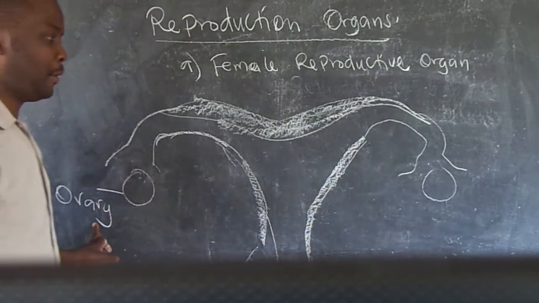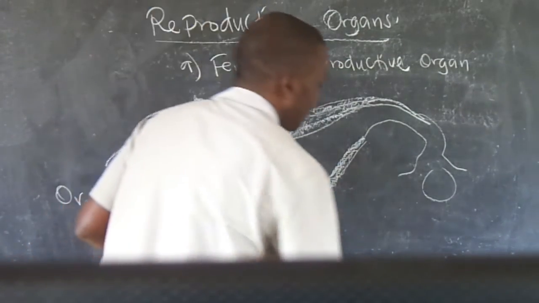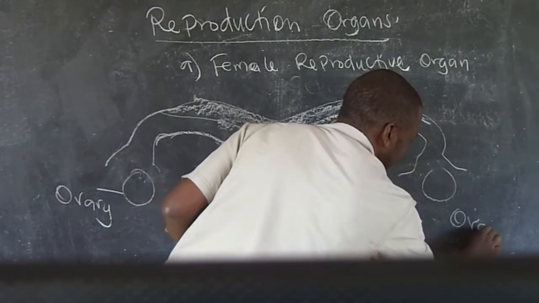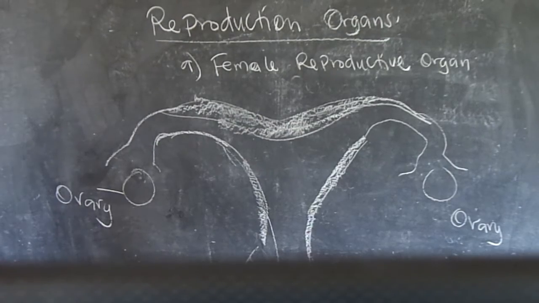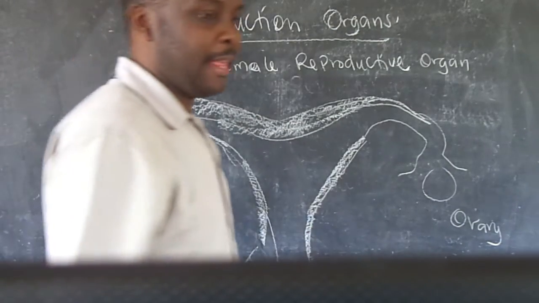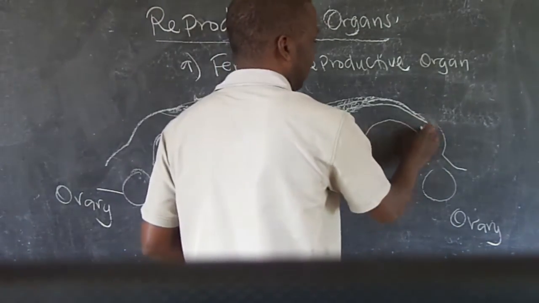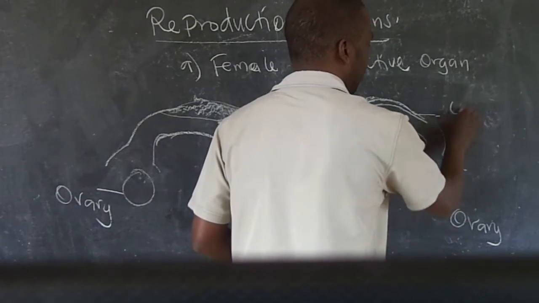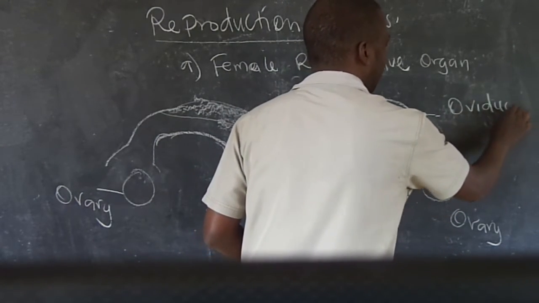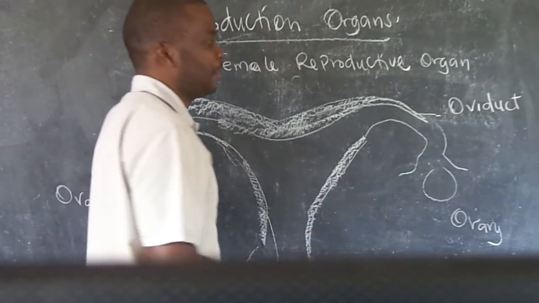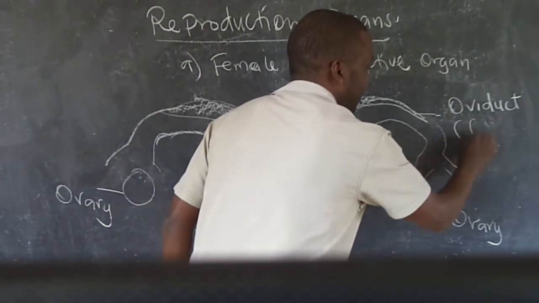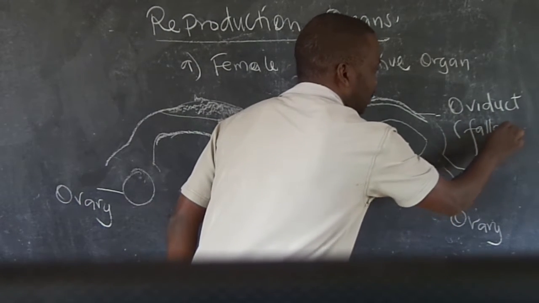Now, we have two ovaries. We have the right one and the left one. From the ovary, we move to what is called the oviduct. This one is called the oviduct. Another name given to the oviduct, we normally call it the fallopian tube.